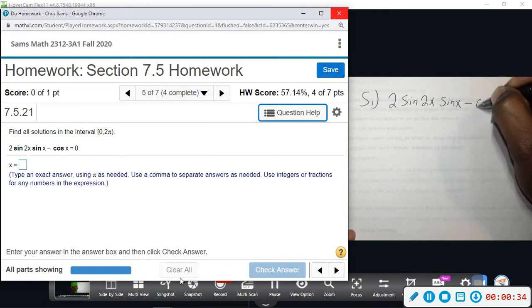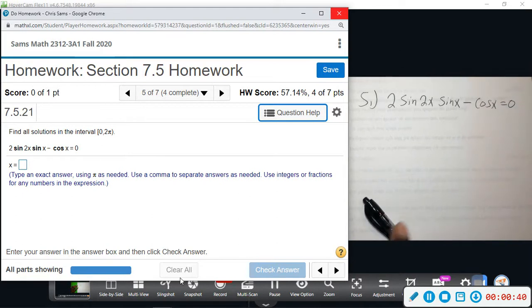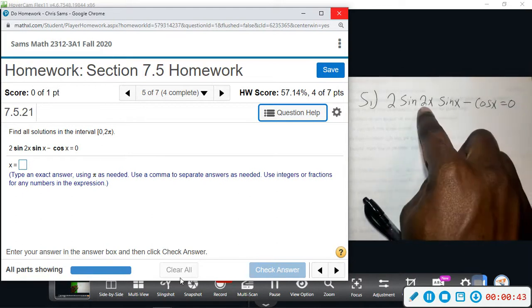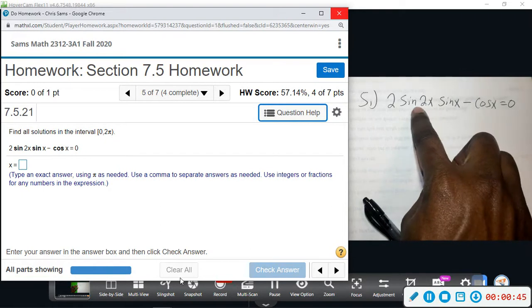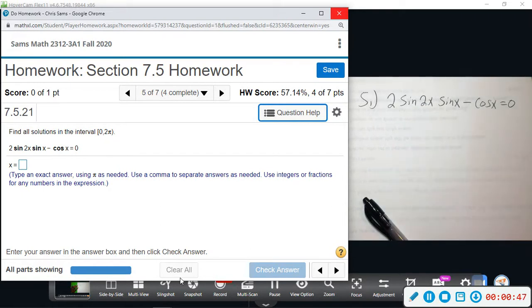minus cosine of x equals 0. So there's double angle formulas that we're going to have to look at to substitute this so that I can get a single x here.